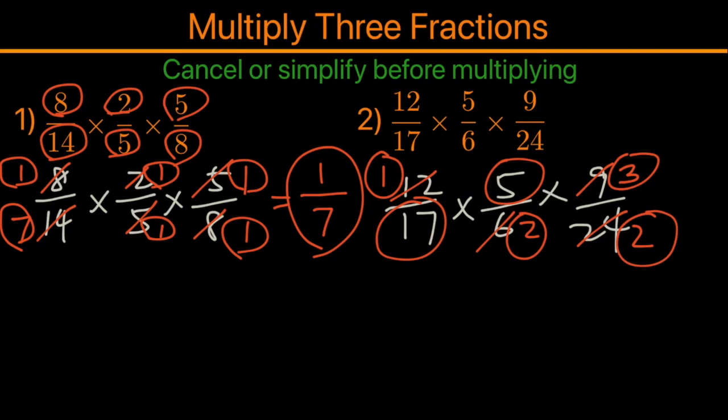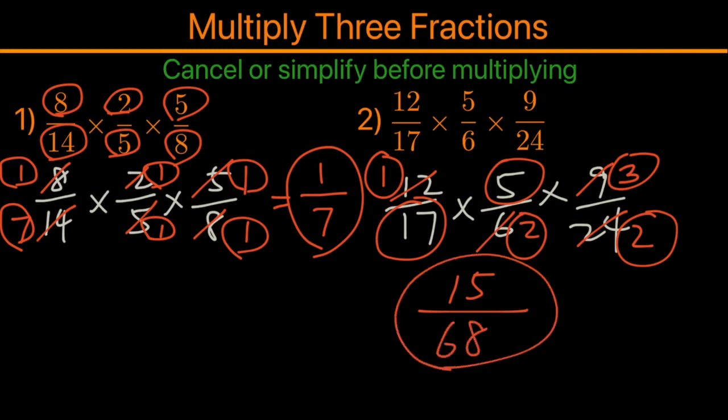So 1 times 5 times 3 is 15. And then we have 17 times 2 times 2, and that becomes 68. And so the answer is 15 over 68. So these are 2 examples of how you would multiply 3 fractions.